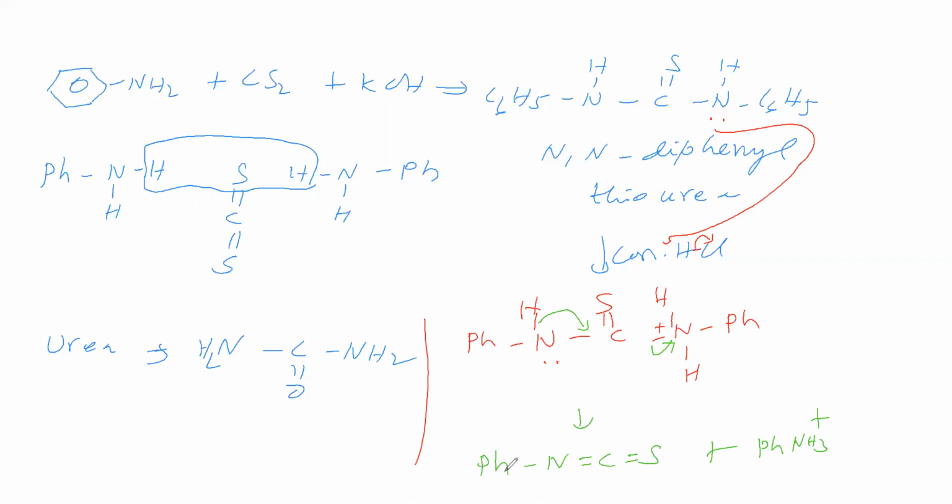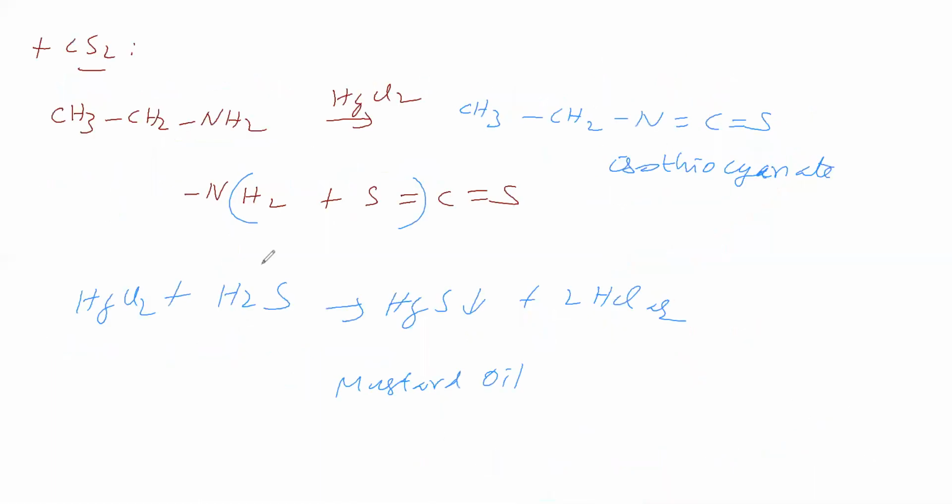It is phenyl. Therefore, phenyl isothiocyanate. Phenyl isothiocyanate is a compound name. Therefore, aliphatic primary amine with CS2. What does the compound mean? Isothiocyanate. Aromatic primary amine with CS2 also gives isothiocyanate. But here we are taking HgCl2.